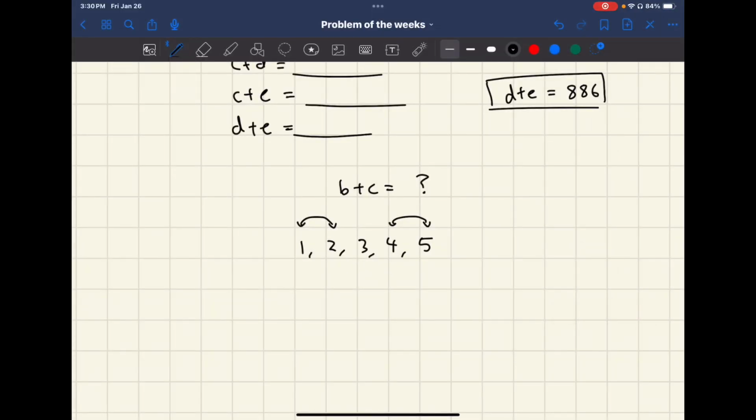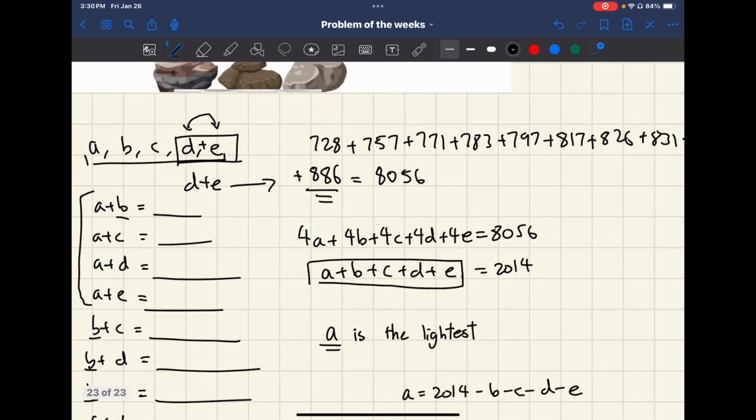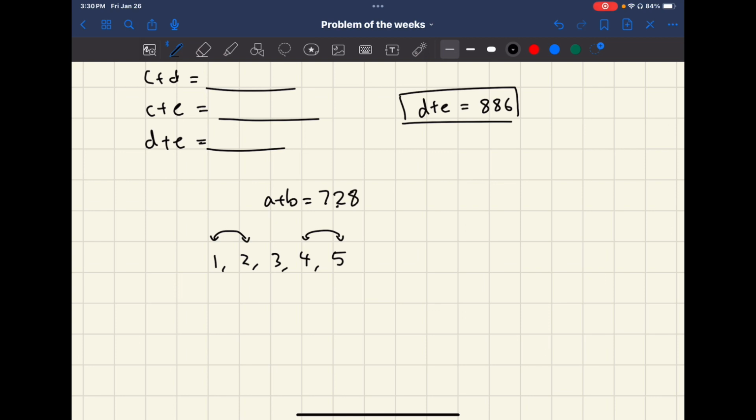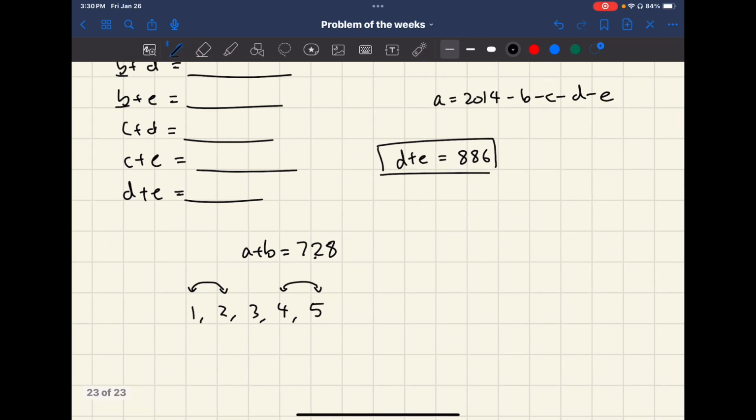Okay, so we know that the lightest two rocks, when you add them together, is going to give us the lightest sum. So that means that A plus B equals, let's see what's the smallest number here, 728. A plus B equals 728.